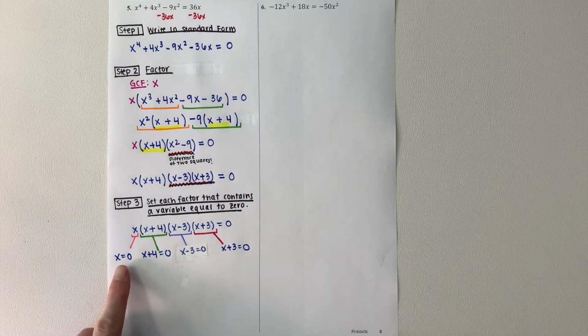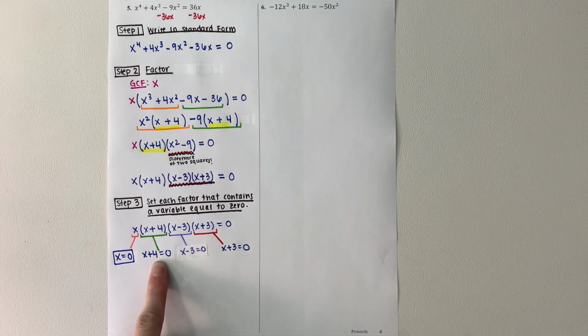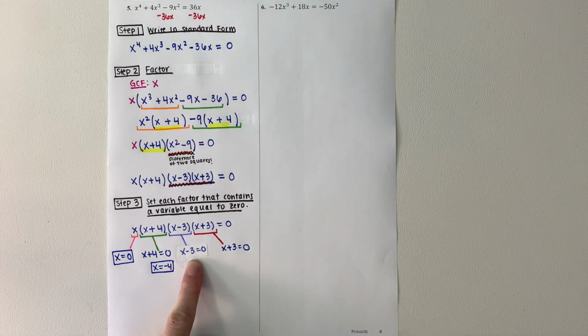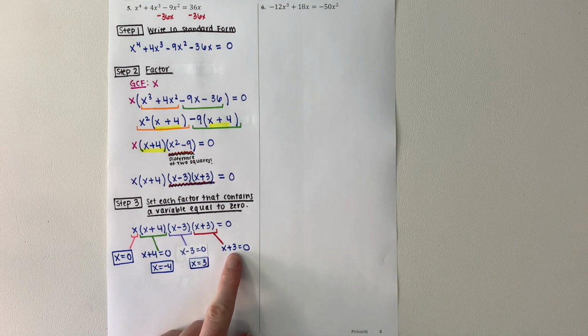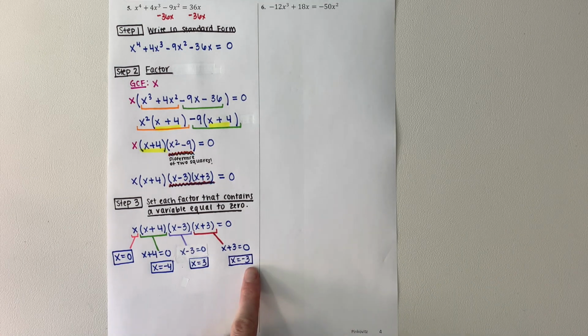Then we want to solve each of these 4 equations. This equation here is already solved. x equals 0. If we solve this equation by subtracting 4 from both sides, we will get that x equals negative 4. If we solve this equation by adding 3 to both sides, we will get that x equals 3. And if we solve this equation by subtracting 3 from both sides, we will get that x equals negative 3.